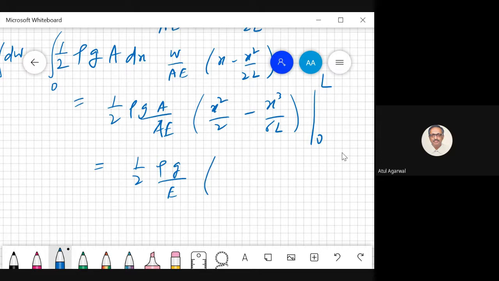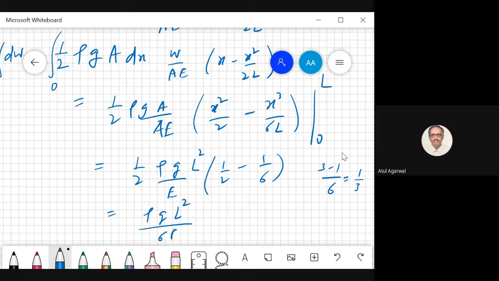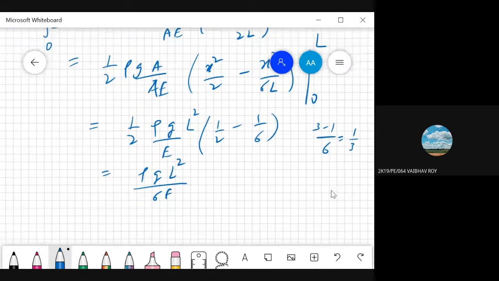So x is equal to L, you get L square, 1 by 2 minus 1 by 6. So what is that equal to? 3 minus 1, so this becomes 1 by 3. So your answer is rho g L square by 6E. Yes? Sir, why did you take 1 by 2 in the equation of gravitational force in mg?